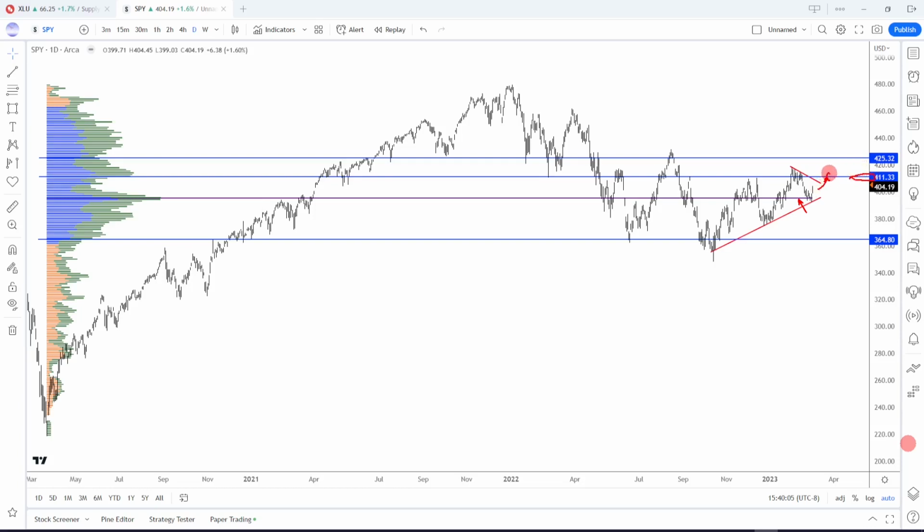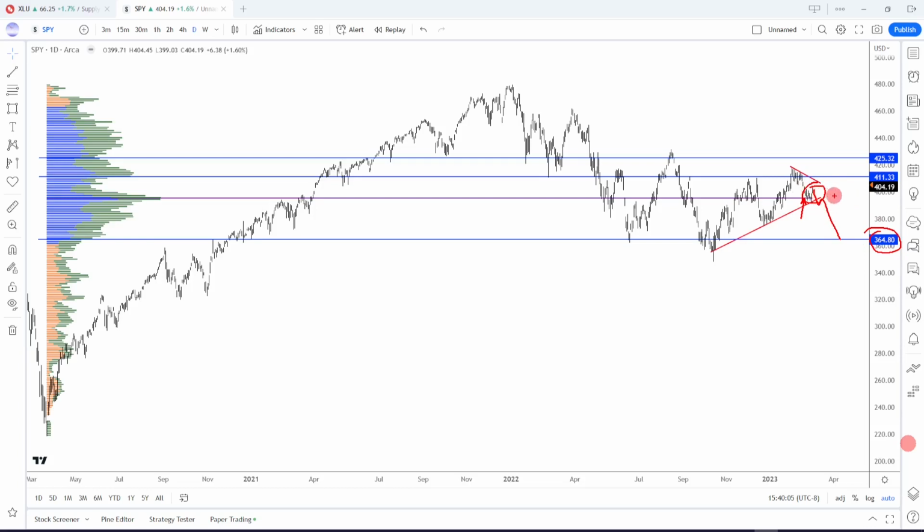And if it could move above that, I'd be looking for a swing long up to the 425. And if it's unable to get above this 410, 411, let's say it comes back down and dips below the composite point of control, I'd be watching to see any kind of setup to swing it down to this 364.80. So look for the possibility of some price action here for a swing short.